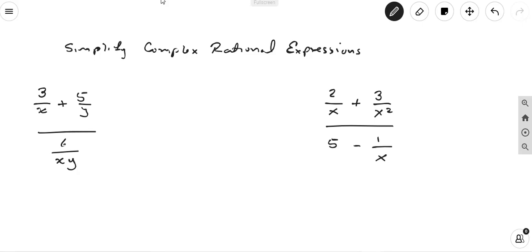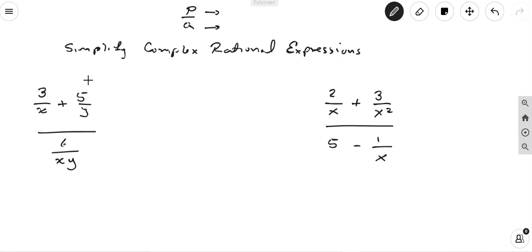Hello students, in this video I want to show you how to simplify complex rational expressions. What is a complex rational expression? A complex rational expression is an expression P over Q where P is a rational expression and Q is another rational expression. So you have a rational expression made out of rational expressions.